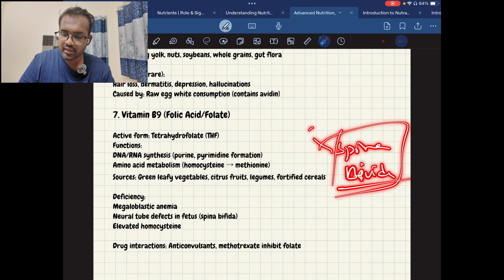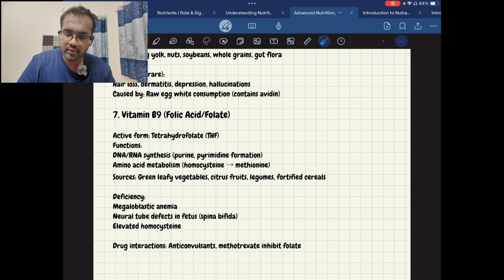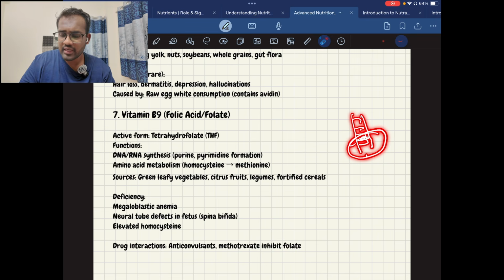Spina bifida is a major condition in an unborn child, where it causes backbone deformities, or there will be gaps in the backbone. There will be gaps here, which will lead to swelling. Many cases happen due to folic acid deficiency.